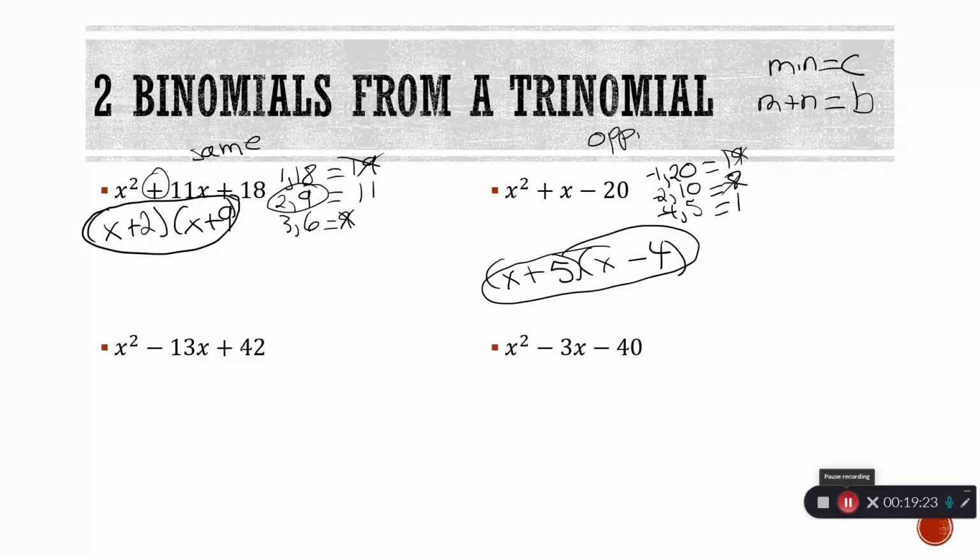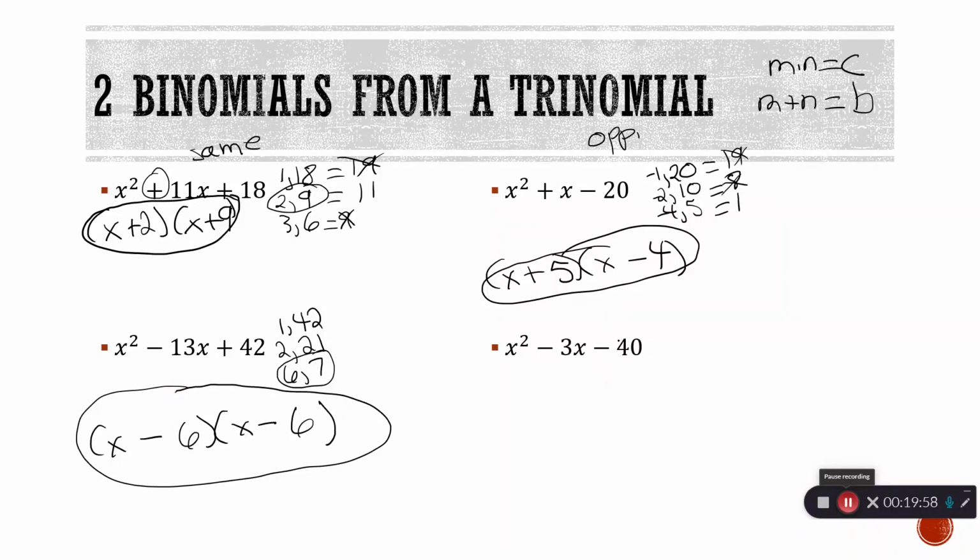Okay, now let's look at this one. Positive sign means they're going to be the same. It's going to be negative numbers, so it's a negative times a negative. We need them to multiply to 42 and add up to 13. So we've got 1 and 42, 2 and 21, 6 and 7. Right off the bat, I know that 6 and 7 add up to 13. So there we go.